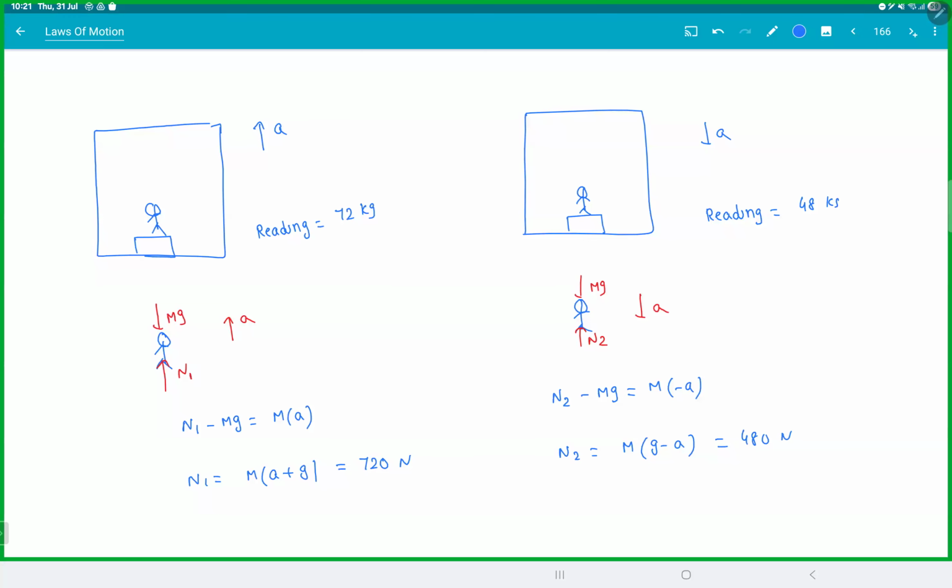Two equations, two unknowns. Divide them. m gets cancelled, or you can take out a from there. I think you will get m to be 60 kgs. Actually the numbers were given well, it's average. And you'll find the value of a to be 2 meters per second square.